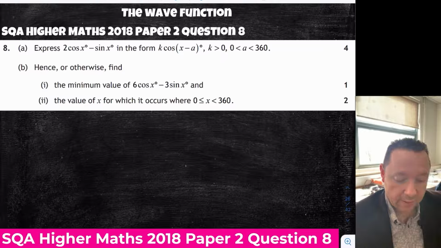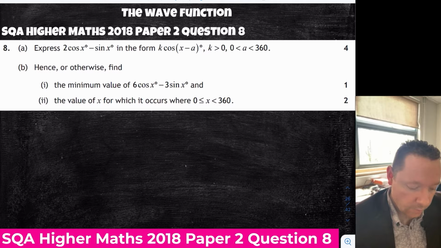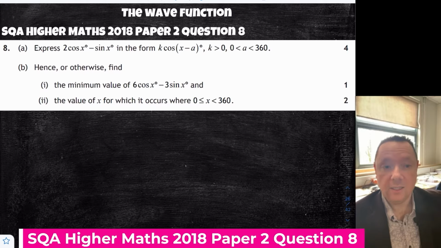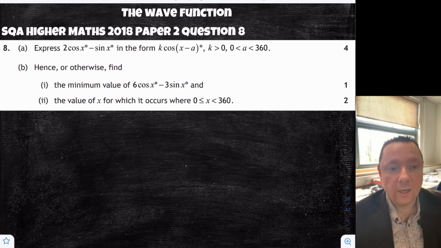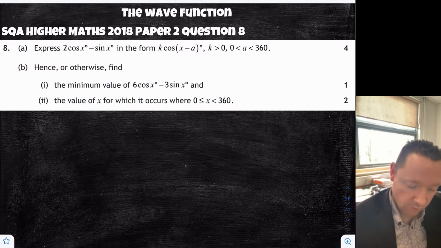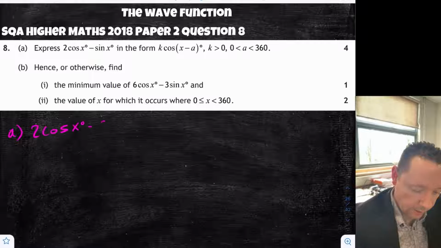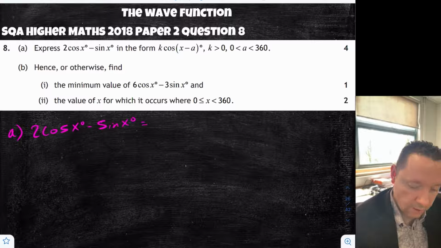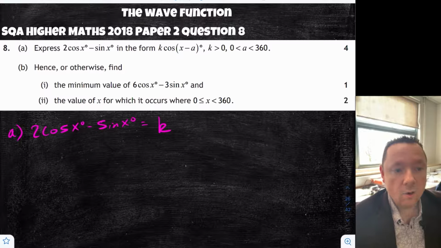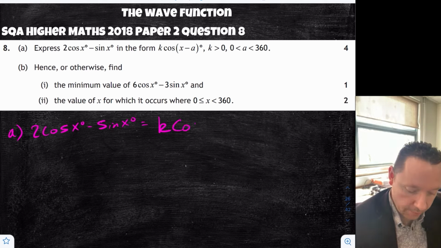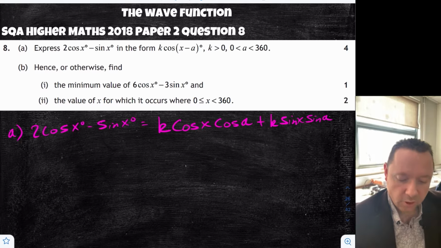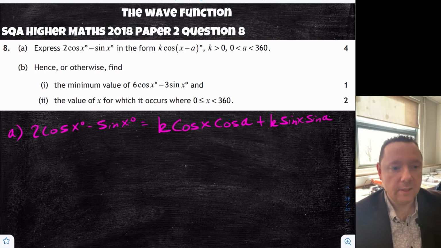Higher Maths 2018 Paper 2 Question 8. The wave function. Part A: express 2 cos x minus sin x in the form k cos(x minus a). Okay, quite standard question here. If we're to express it as k cos(x minus a), I expand k cos(x minus a) and then equate both sides. So for part A, I can write 2 cos x minus sin x equals k cos(x minus a), which is k cos x cos a, and then it becomes plus k sin x sin a. Because k's times everything, you could have k bracket that, then expand the bracket. It's quite easy to do it that way.